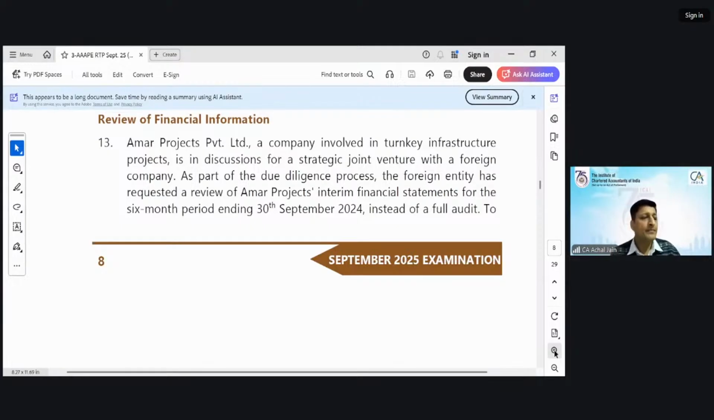Amar Projects Private Limited, a company involved in turnkey infrastructure projects, is in discussions for a strategic joint venture with a foreign company. As part of the due diligence process, the foreign entity has requested a review of Amar Projects' interim financial statements for the 6-month period ended 30th September 24 instead of a full audit. So it's a requirement coming from the prospective investor for the review of interim financial information, that is for 6 months.